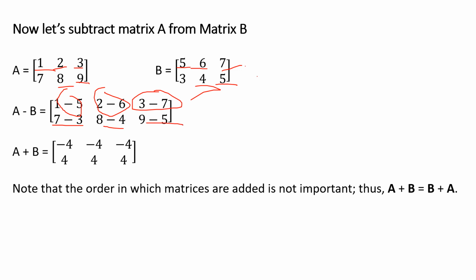And let's put it all together. 1 minus 5 is minus 4. 2 minus 6 is minus 4. 3 minus 7 is minus 4. 7 minus 3 is 4. 8 minus 4 is 4. 9 minus 5 is 4. And that is subtracting matrix B from matrix A. Notice I still have 2 rows here and 3 columns here. And in the end here, I have 2 rows and 1, 2, 3 columns.